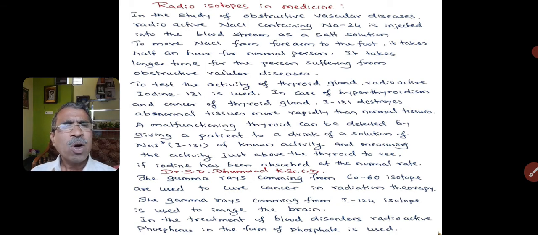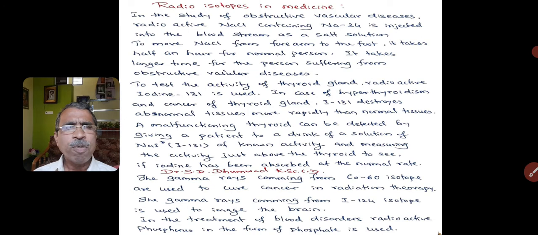A malfunctioning thyroid can be detected by giving a patient a solution of sodium iodide containing a radioactive iodine of known activity to drink, and further measuring the activity just above the thyroid to see if iodine has been absorbed at the normal rate or not. The gamma rays coming from cobalt 60 isotope are used to cure cancer in radiation therapy. The gamma rays coming from the iodine 124 isotope are used to image the brain.